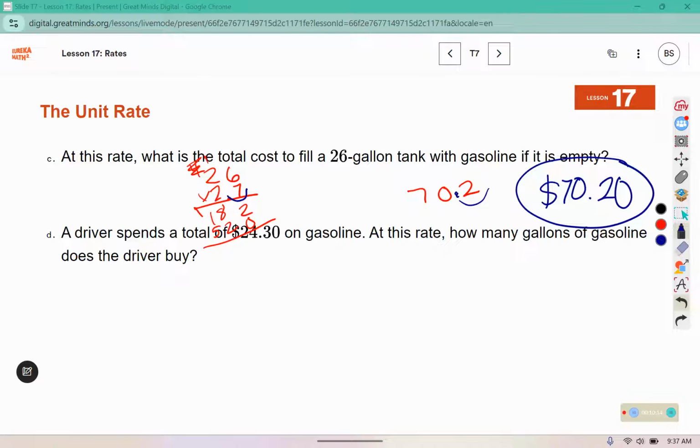A driver spends a total of $24.30 on gasoline. At this rate, how many gallons of gasoline does the driver buy? Well, at a rate of $2.70, if they bought 10, that would put us at $27, so that's too much. Let's try 9.